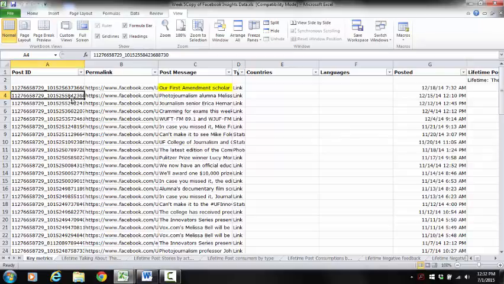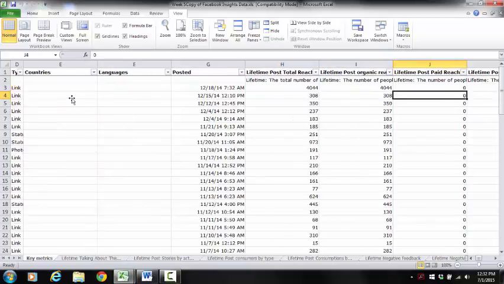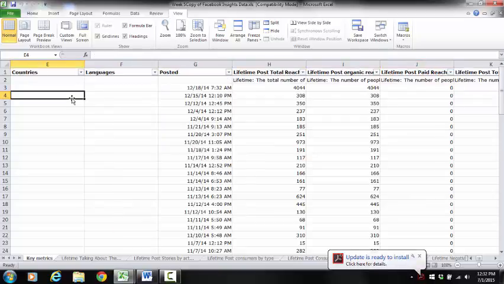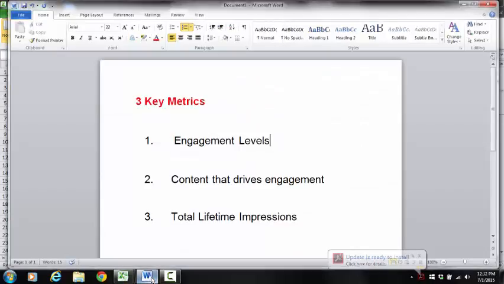It comes across here, and each column tells you about what country they come from, what languages it's posted in, the date of the post, lifetime post reach. If you go on and on, it can even tell you the number of women, the number of men, and what format it was programmed in. So first today, we only have time to take a look at a few things.